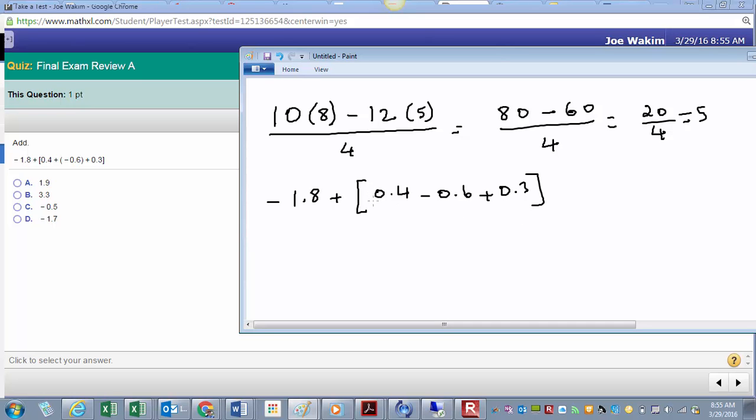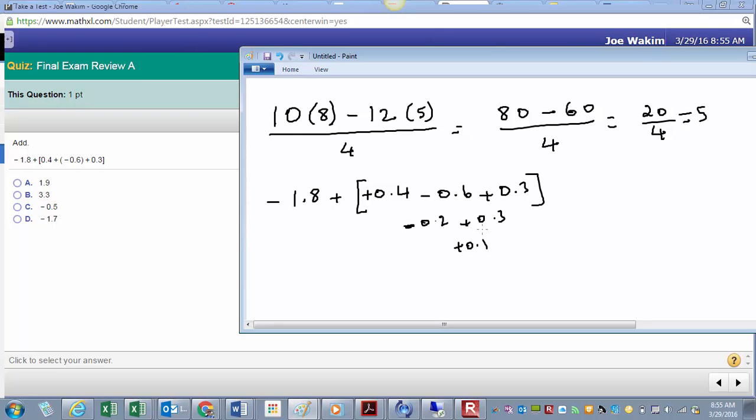I have a subtraction, addition. They have the same priority, or we can do whichever first. So if I do 0.4 minus 0.6, that's negative 0.2, and then plus 0.3, that would be plus 0.1. So remember, when you have opposite sign, you subtract. And I subtracted 0.6 minus 0.4, I got 0.2, but then I had to use the minus sign because this is more negative than 0.4.